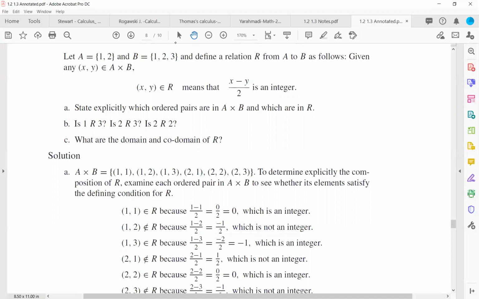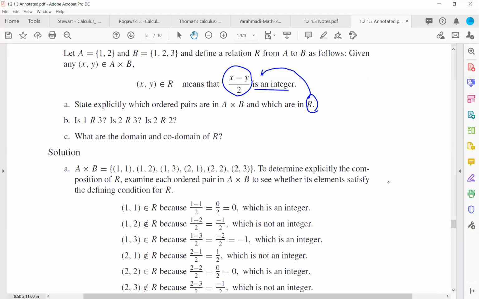Now, what are the elements in A cross B and which are in set R? Guys, note that we define set R to be like this. All points that satisfy this relation: x minus y divided by 2 is an integer. It's not a fraction, it's not radical. So we have to check each of these points one by one.